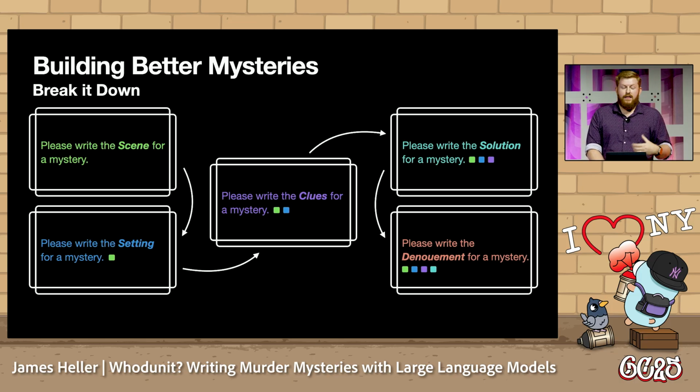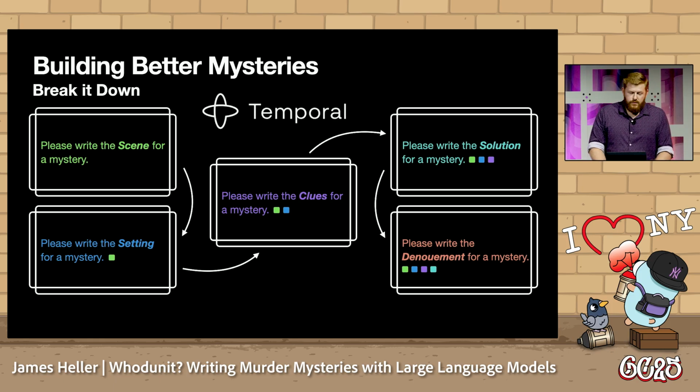So it looked a little bit like this. First, it would write the scene, then it would write the setting, then the clues, then the solution, then the denouement, and each time it would carry all the previous steps information along. But this ran into a software engineering problem because we went from one API call to many API calls, and each of those API calls could fail for a number of reasons. It could be service disruption, API key throttling, could be malformed output from the LLM, and so in order to address that, I reached for a workflow management system.